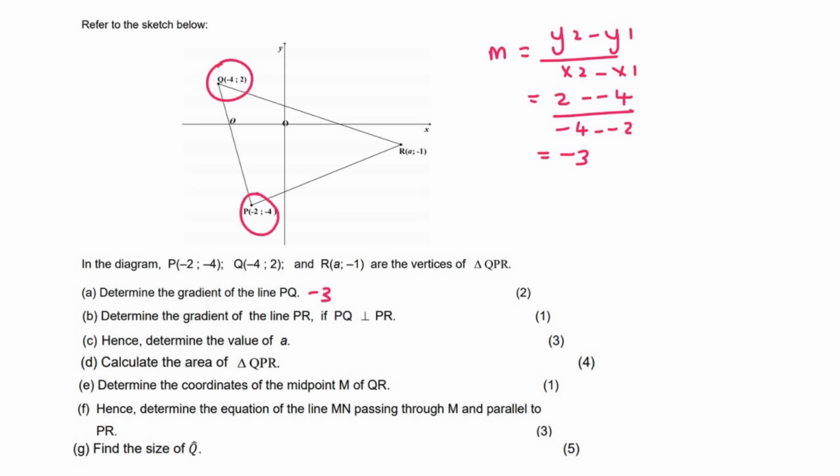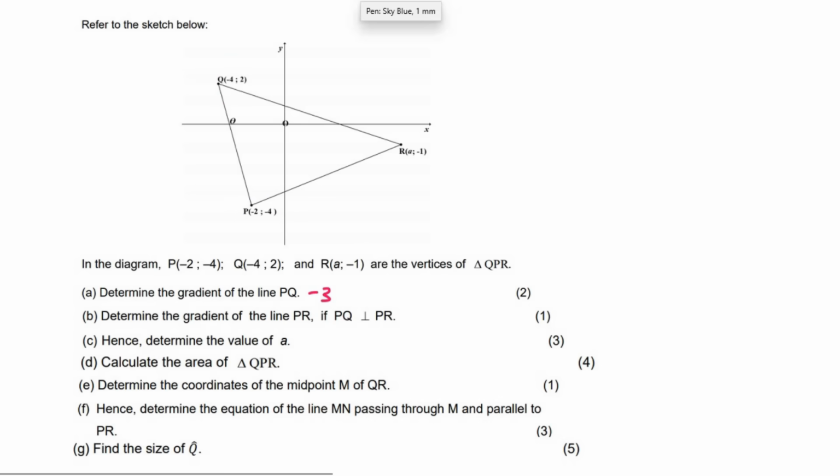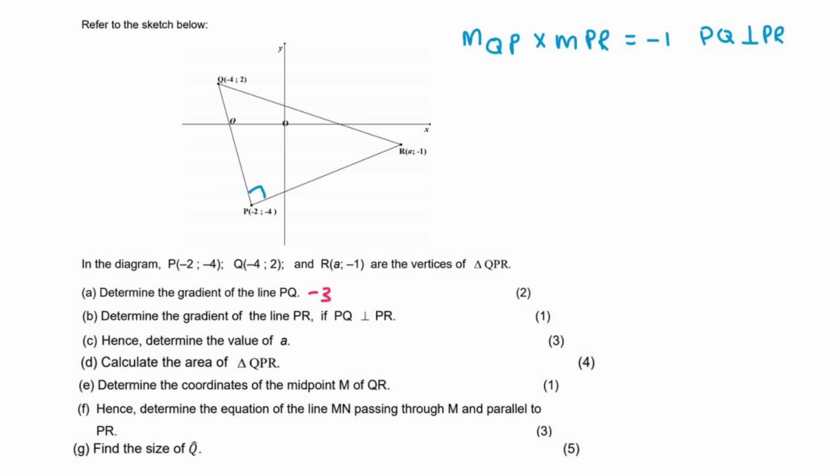Question B, determine the gradient of line PR if PQ is perpendicular to PR. We know that when two lines are perpendicular, then if you multiply their gradients together, so the gradient of PQ multiplied by the gradient of PR, that should equal negative 1. The reason is that PQ is perpendicular to PR, it means that it's 90 degrees. So we've just worked out the gradient of PQ as negative 3, so we can say negative 3 over here. And then we can work out the gradient of PR as negative 1 divided by negative 3, and that's going to give us 1 over 3.